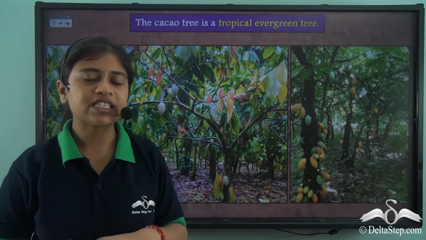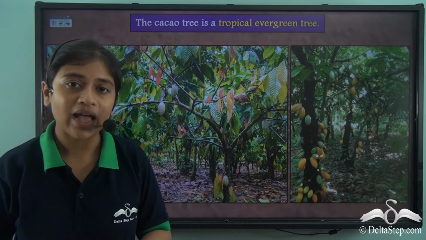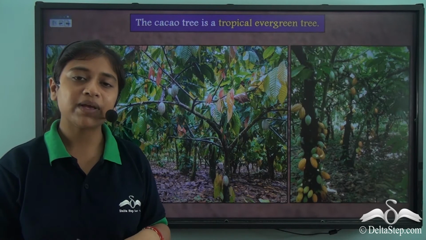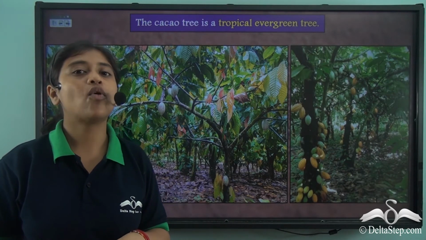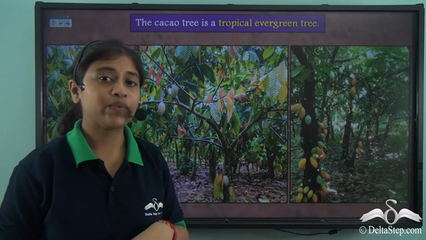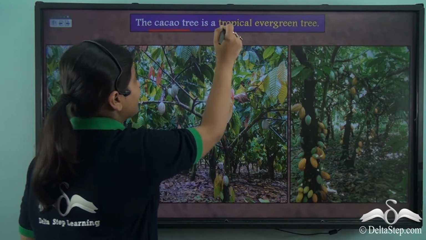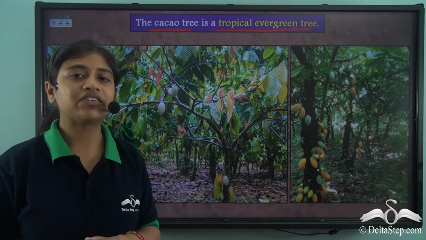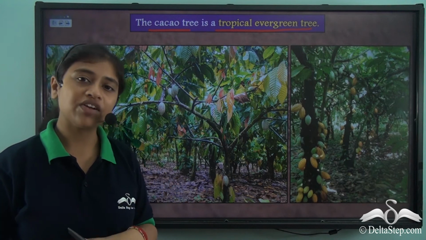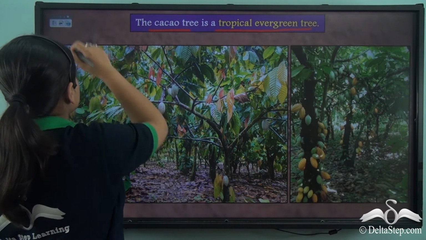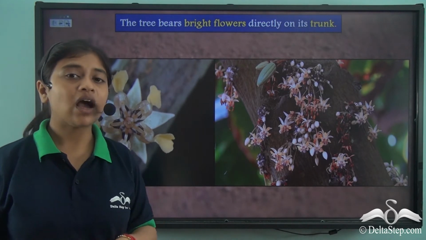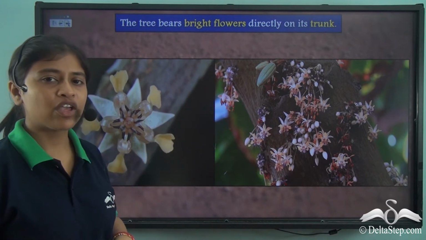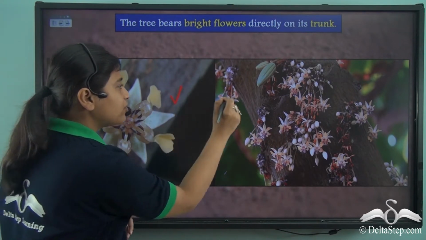We saw in the previous map how the cacao plant grows well in the equatorial region, and that is why it is indigenous to the Amazon basin of South America and is now grown in abundance in Ghana. So, we can say that the cacao tree is a tropical evergreen tree. Tropical evergreen tree means that it requires a good amount of rainfall. Now, these trees are beautiful as they bear bright flowers directly on their trunk. Don't you think these are very beautiful?